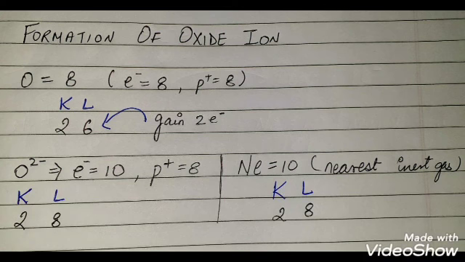The oxygen atom has an equal number of protons and electrons, so it is electrically neutral, whereas an oxide ion has 8 protons but 10 electrons. Since an oxide ion has 2 electrons more than protons, it has 2 units of negative charge. The electronic configuration of an oxide ion is the same as that of a neon atom, and so it is more stable than the oxygen atom.